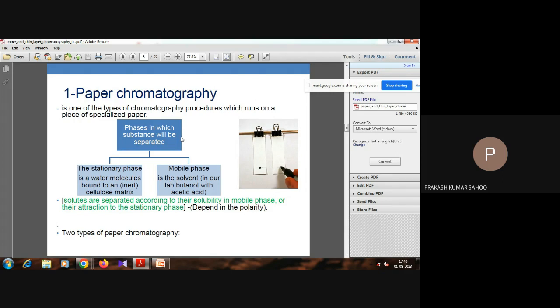It is not used so commonly. Paper chromatography is not commonly used nowadays, and TLC is now very widely used in different organic synthesis labs, the drug industry, clinical industry, pharmaceutical industry, and in biochemical investigation of biochemical processes.